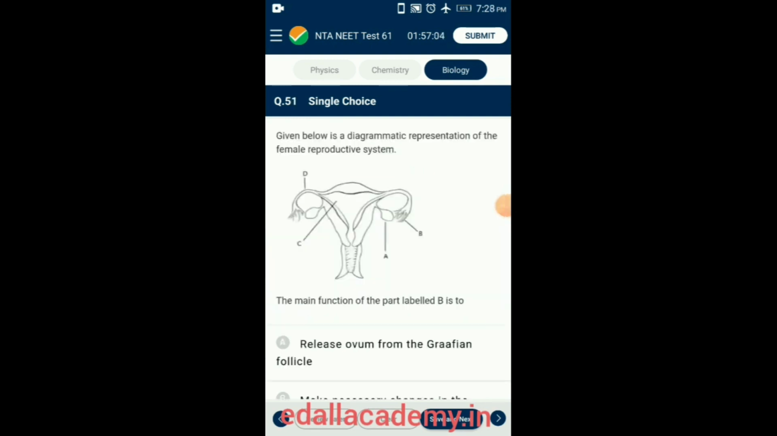Question number 51. Given below is the diagrammatic representation of the female reproductive system.